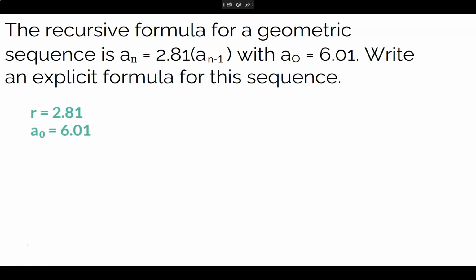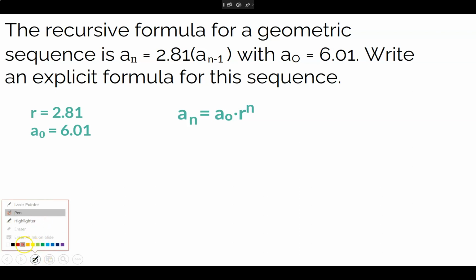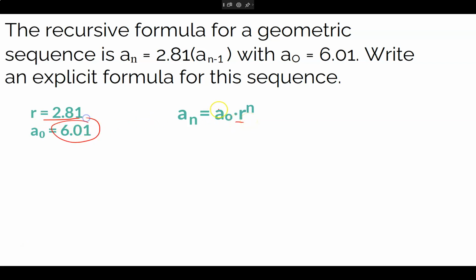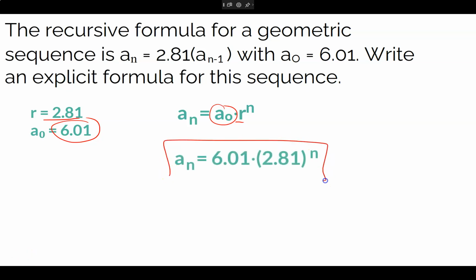All right, so they gave me my rate of 2.81, and they also told me that we're going to use A0 of 6.01. So we're going to use the explicit formula that uses the A0 term, and we're going to replace our pieces. My rate gets changed to 2.81, and our A0 got changed to the 6.01. And this is our formula, the end. Okay? Now we're going to go the other way.